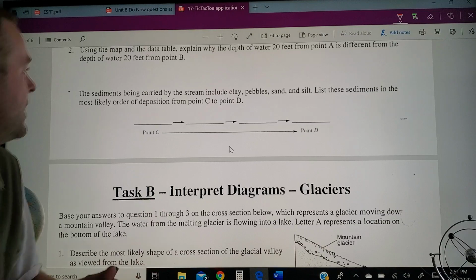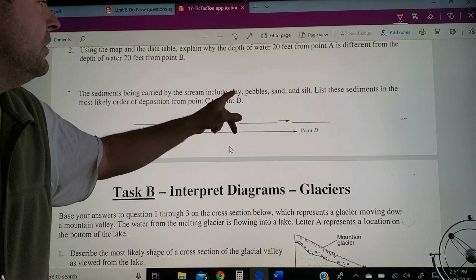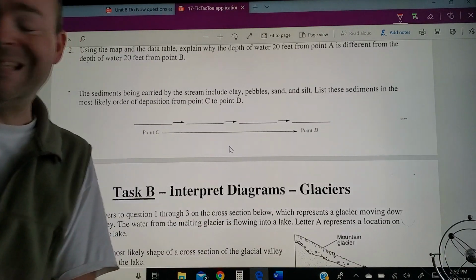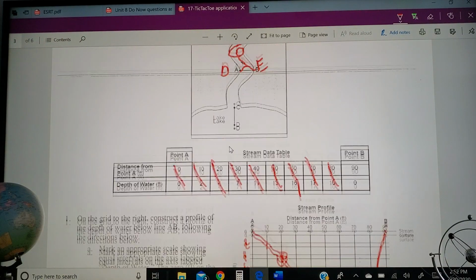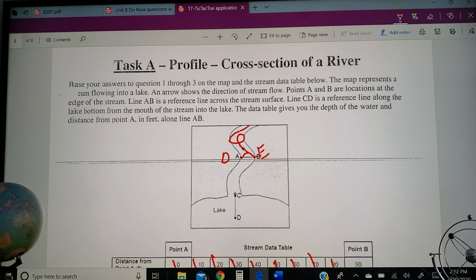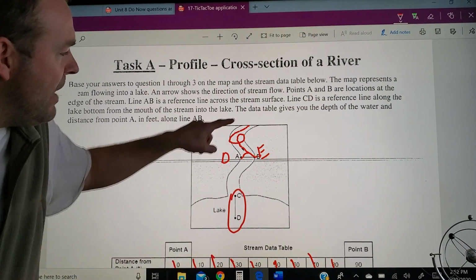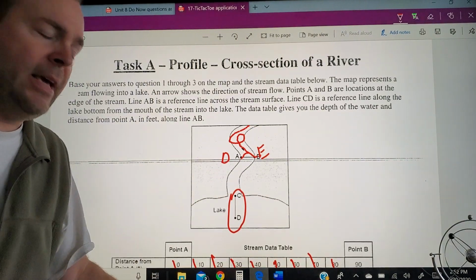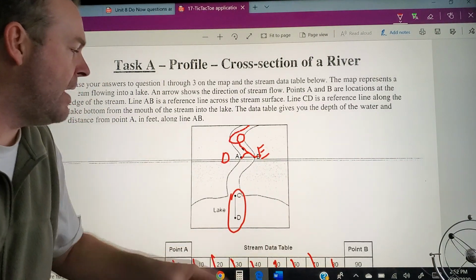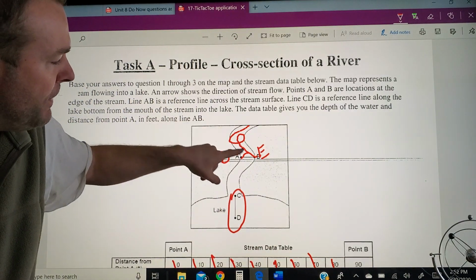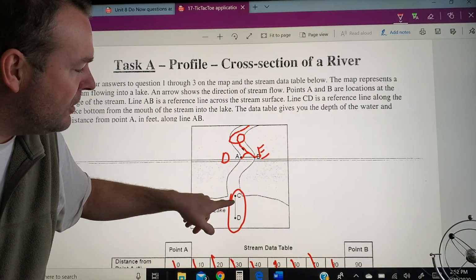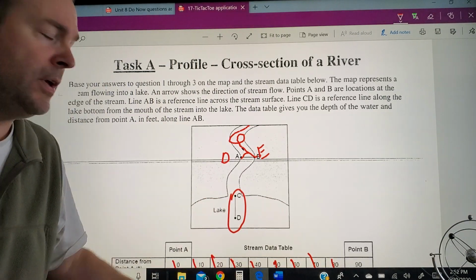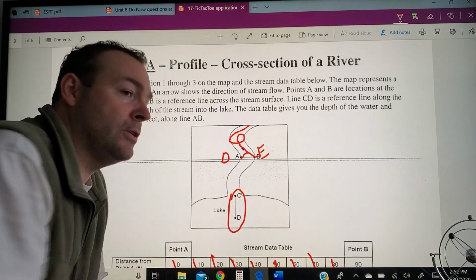For the last one, it says the sediments being carried by the stream include clay, pebbles, sand, and silt. List them in order of deposition from C to D. Well, let's check out C to D. That's here to here. All right, well, the river's coming down from the mountains fast, and then it slams into the lake. It literally slams into that water, and it slows down. So you're going to deposit the bigger things first, and it'll go slower, slower, slower, and deposit smaller, smaller, smaller things. So your list would have to go big to small.